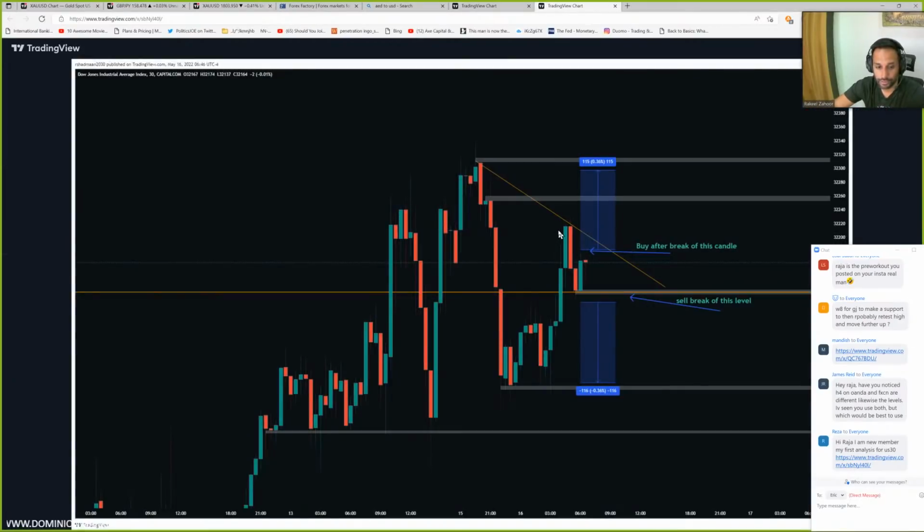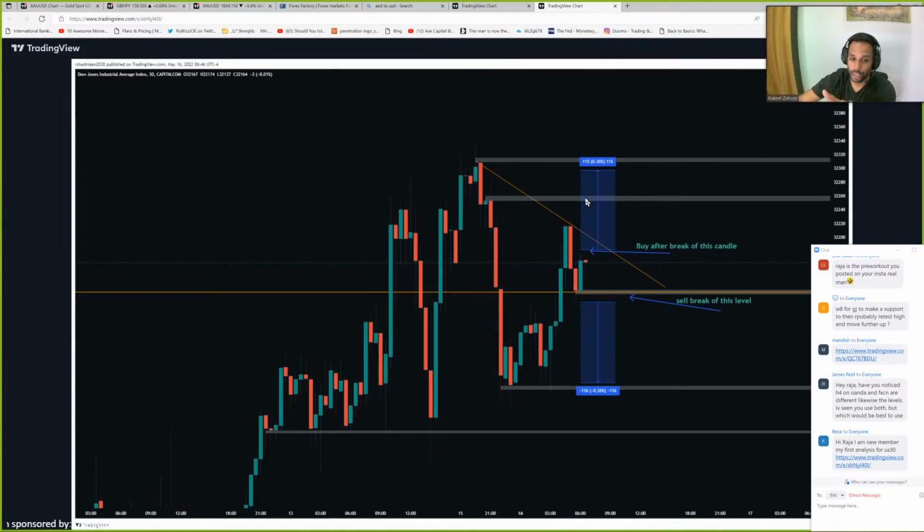My first analysis for US 30. Okay, let's take a look at this over here. We have buy after break above this candle, for price to move up. You got a 100-point range over there. If price moves up, you got a resistance right here. So you would want price to break through this resistance on a 30-minute time frame to continue pushing up. But the idea is good.